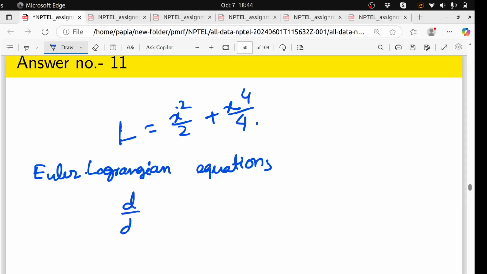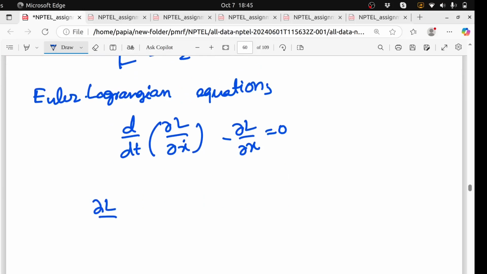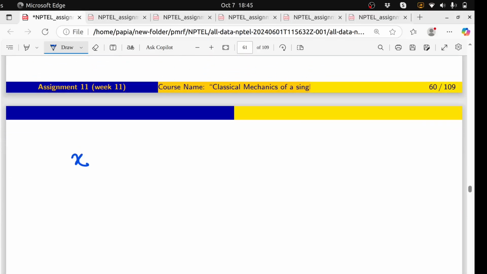This is nothing but d/dt of ∂L/∂x dot minus ∂L/∂x equals 0. Now ∂L/∂x dot is simply x dot. ∂L/∂x is x cube. So it will be like x double dot minus x cube equals 0. So x double dot equals x cube.